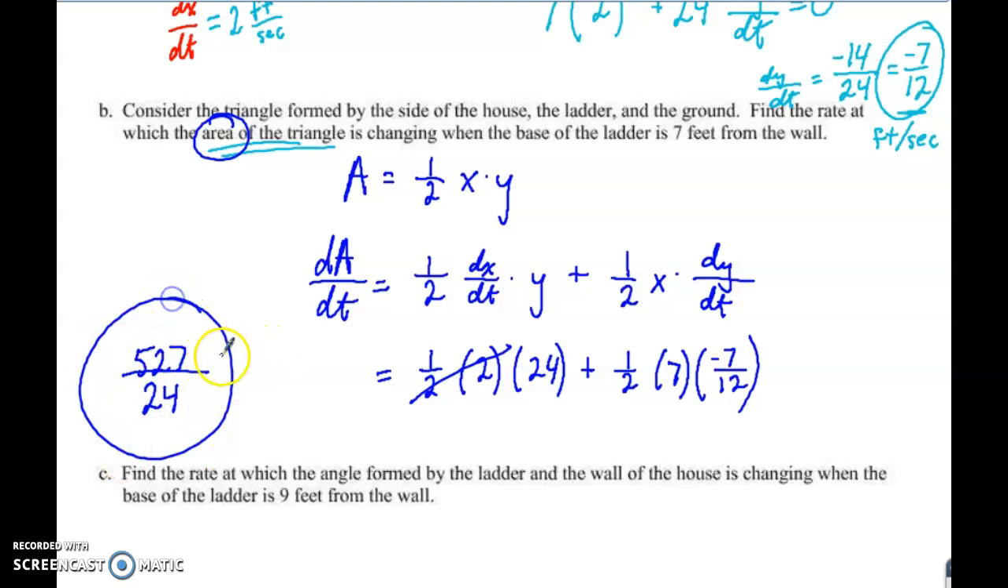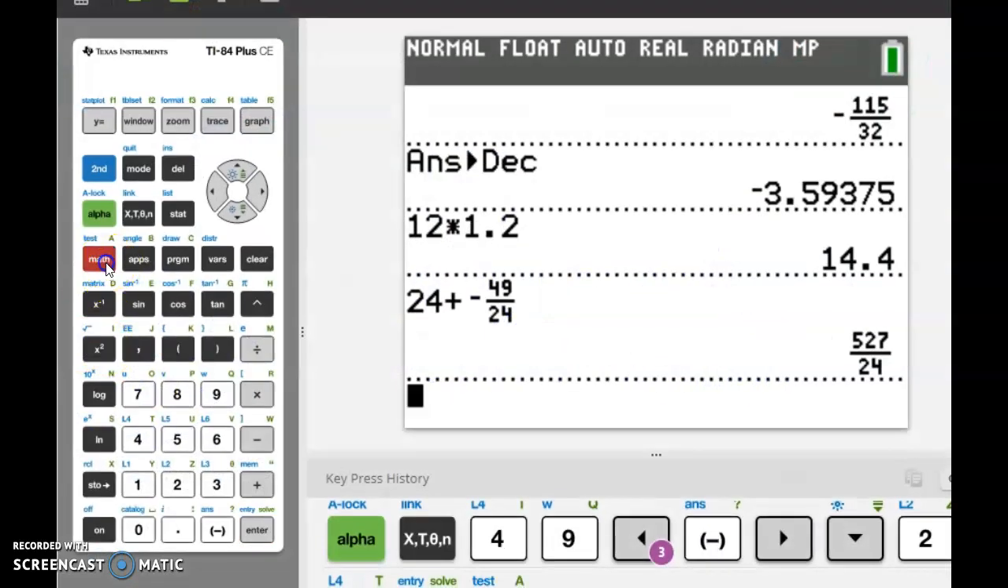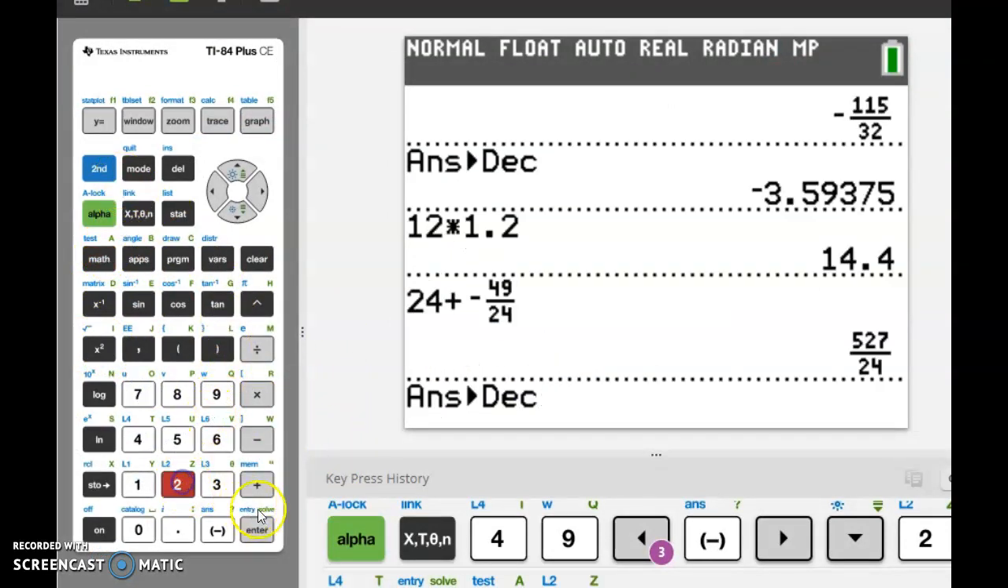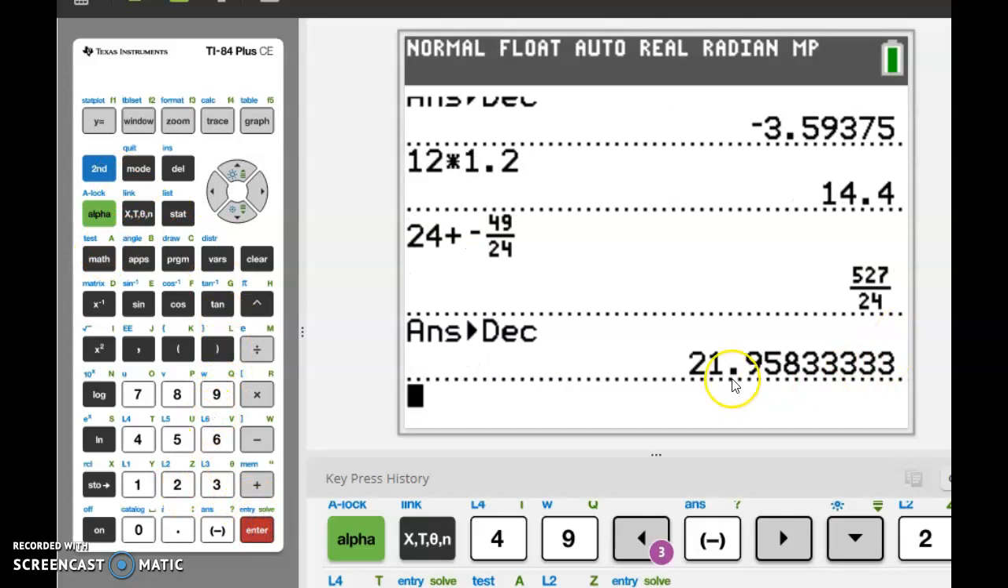So what does that mean? Again, area is in square units, so it would be feet squared per second for your answer in units. So this means that the area would be increasing, and I don't know what that is. It's a decimal. I can change it to a decimal. So it's increasing at a rate of almost 22 feet squared per second.